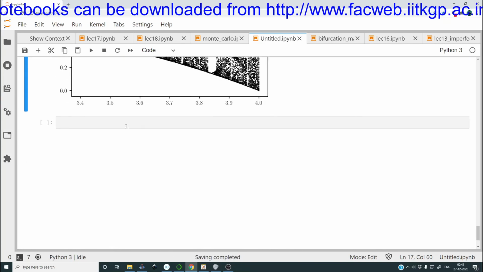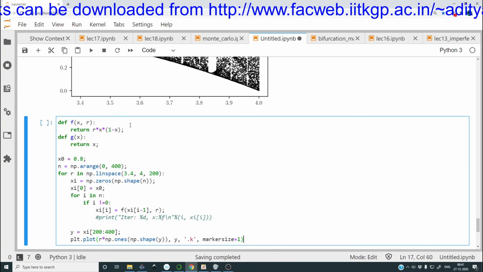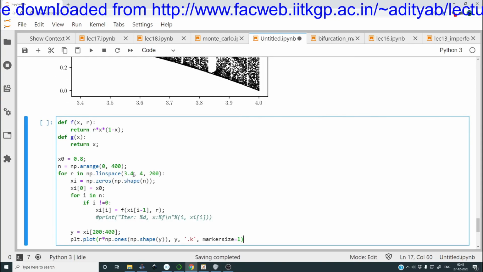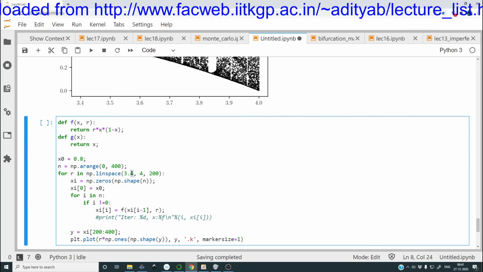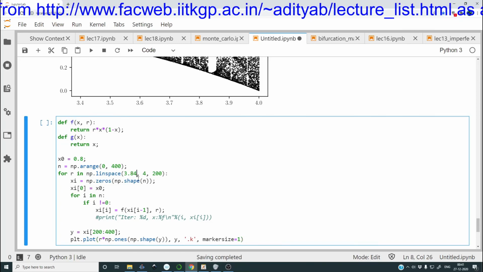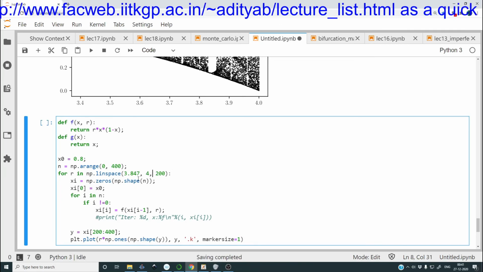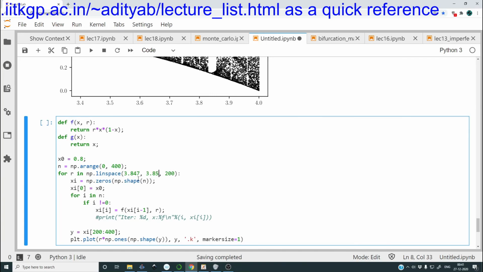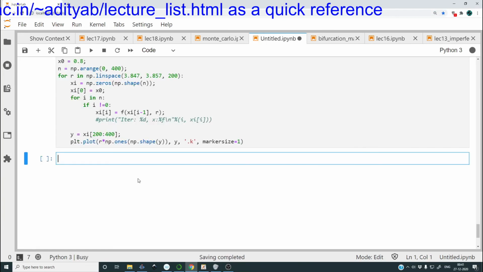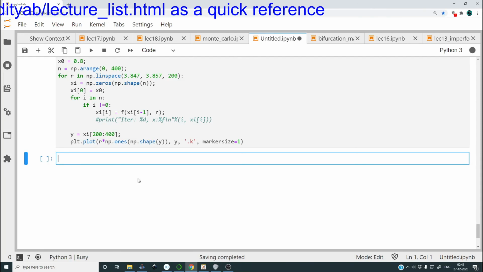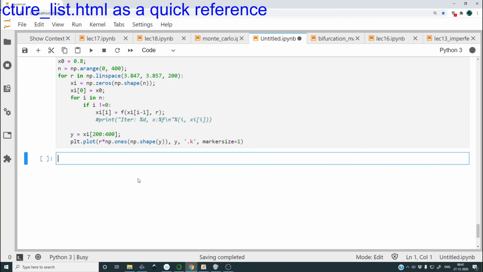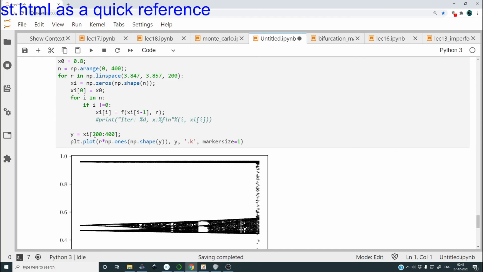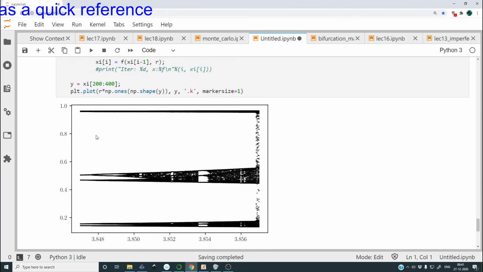Let me in fact make another diagram but over a different range. I want to show you something interesting. So let me choose it between 3.847 and 3.857. Let me run this. So essentially by dropping the initial iterates, we are plotting the long time dynamics.